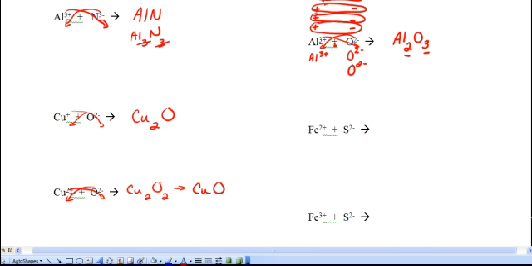Sliding over here to the iron and the sulfide ion, and again you have iron 2 and sulfide 2 minus, the 2's crisscross, so you have Fe2S2, and that's going to reduce to FeS. And with the iron 3 plus, crisscrossing with the sulfur, which is a 2 minus, the 3 will go with the sulfur, the 2 will go with the iron, so it's Fe2S3.